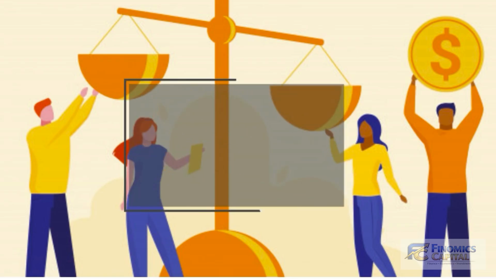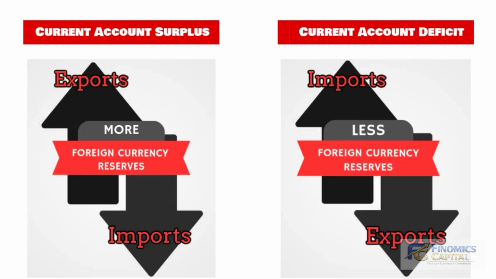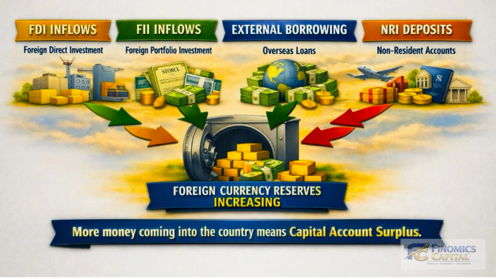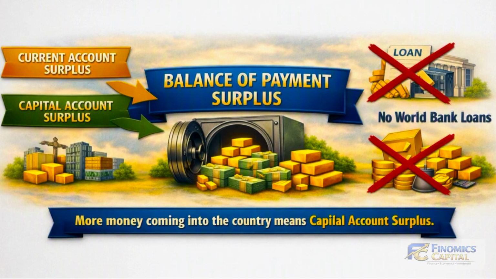Balance of payment surplus. Exports being more than imports, having more foreign currency in reserves, means current account surplus. And more money coming into the country through FDI, FII, external borrowing and NRI deposits, having more foreign currency in reserves, means capital account surplus. The sum of these two creates a balance of payment surplus.